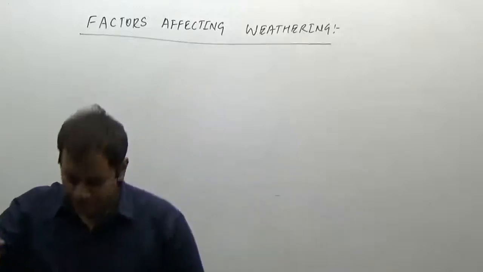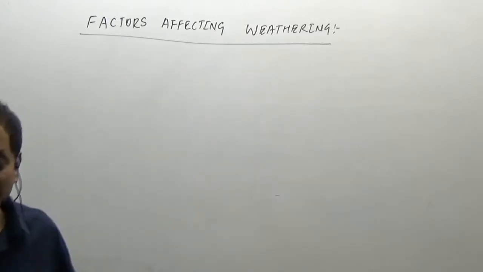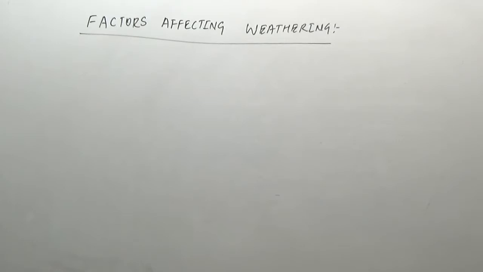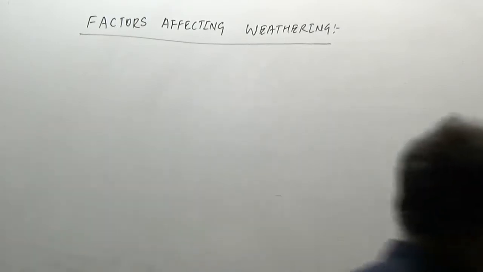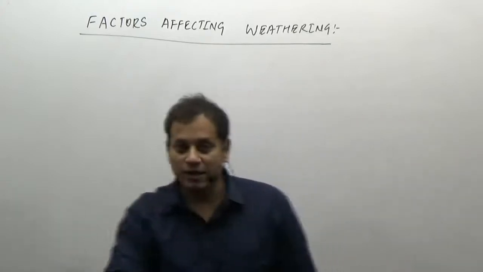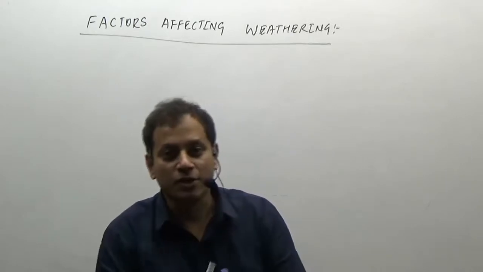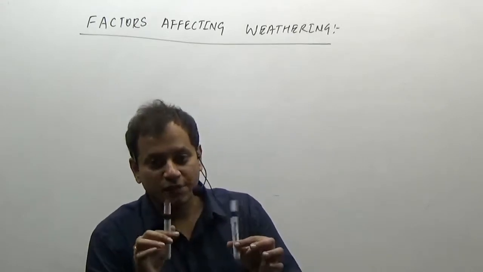So obviously, weathering will depend on numerous factors. Not everything will be similar in weathering. For example, if there are two kinds of rocks in my hand, one is a basalt rock, while the other is maybe a granite rock. These are the two different kinds of rocks I am carrying.